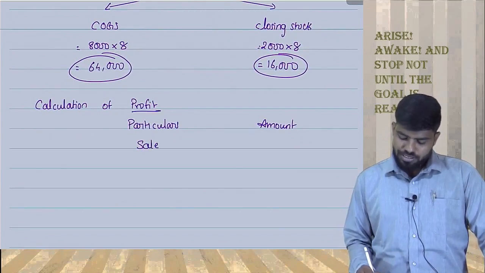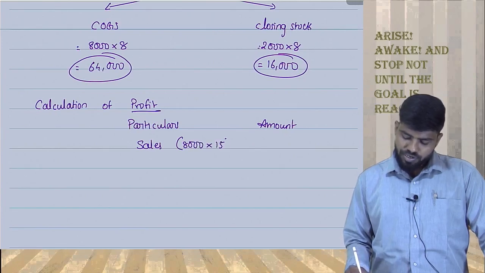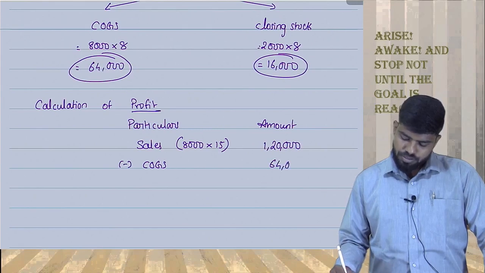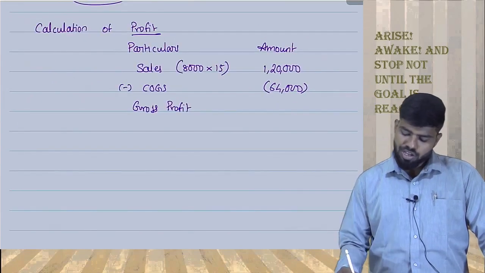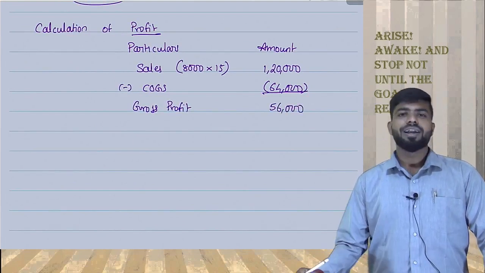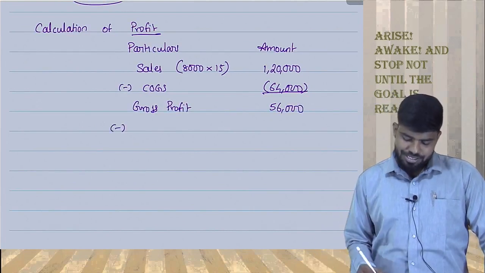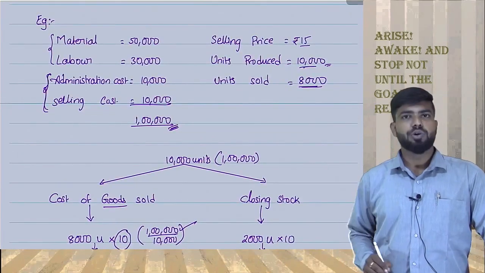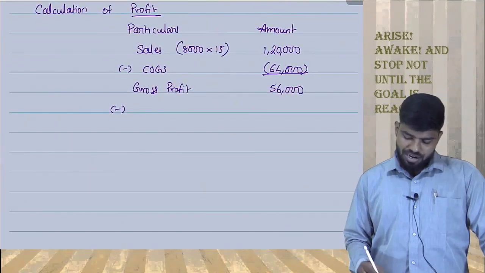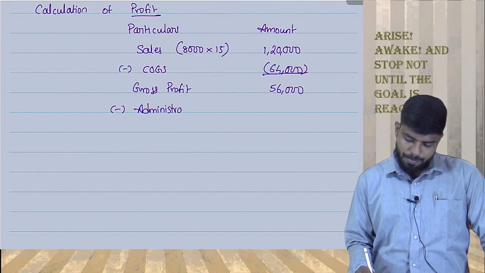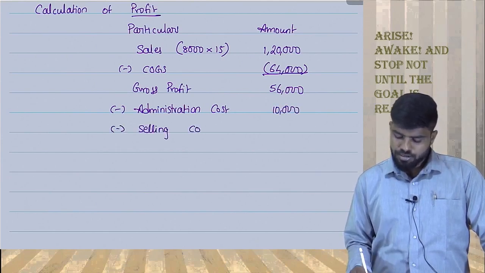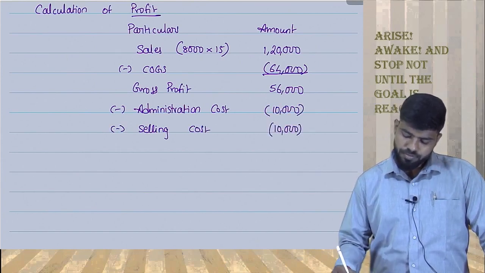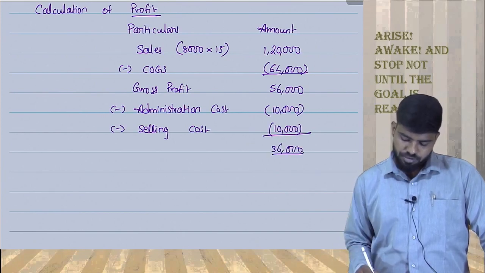How to calculate profit? First we'll take sales. How much are the sales? We are selling 8,000 units at what rate? 15 rupees. So 1,20,000 minus cost of goods sold. How much is the cost of goods sold? 64,000. We'll get gross profit. If you reduce the manufacturing cost alone, we call it gross profit. How much is the gross profit? 56,000. Correct? 1,20,000 minus 64,000 is 56,000. Minus, we are spending administration and selling also. So minus administration cost, how much? 10,000. Minus selling cost, how much? 10,000. What you get is 36,000. So this is the profit.